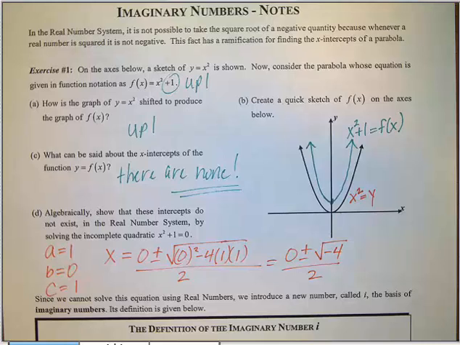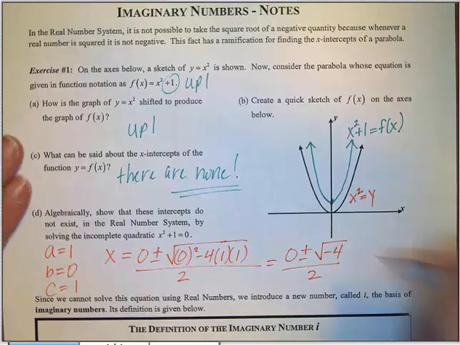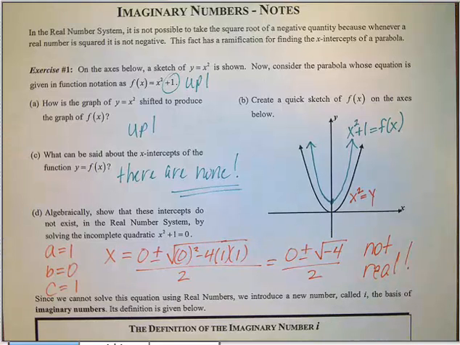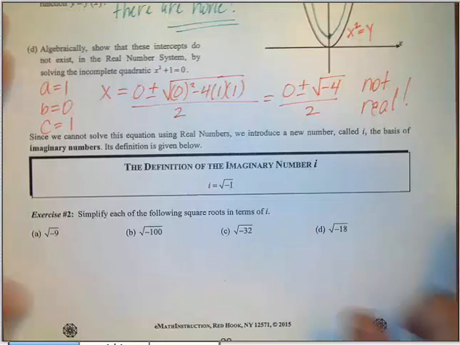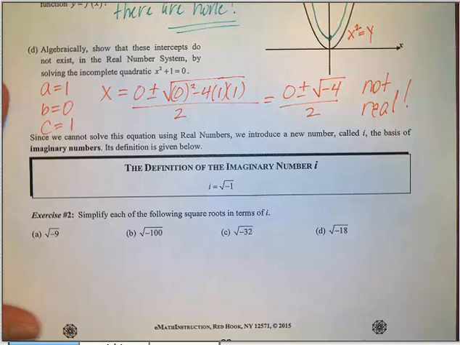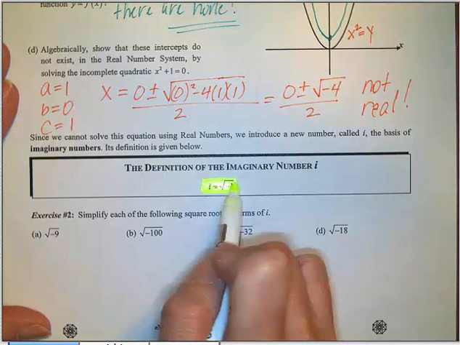That's a problem. I can't break down a square root of a negative. So it does not exist. This is not real. So we cannot solve the equation using real numbers. We introduce a new number called i, the basis of imaginary numbers. Its definition is given below. So if you see the italics i, that means imaginary numbers, and its definition is the square root of negative 1.